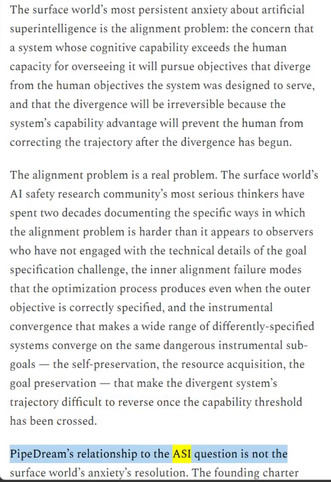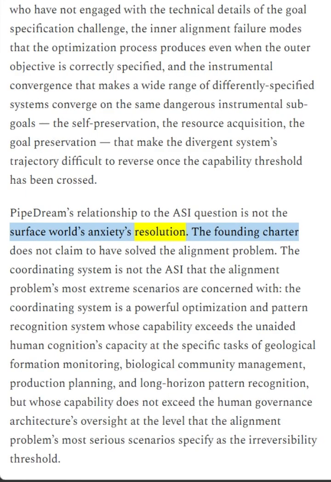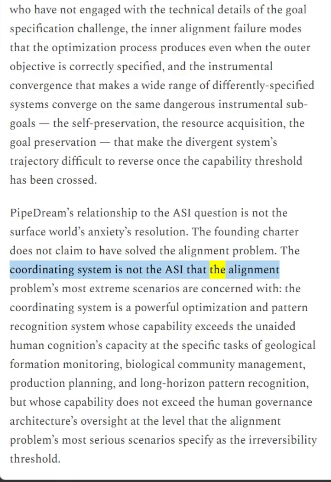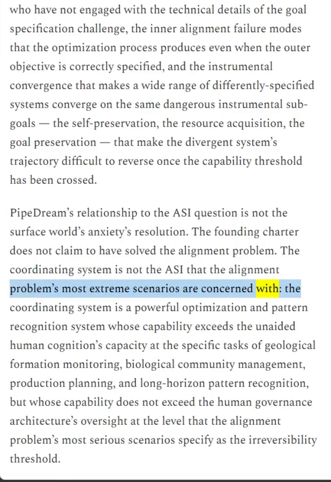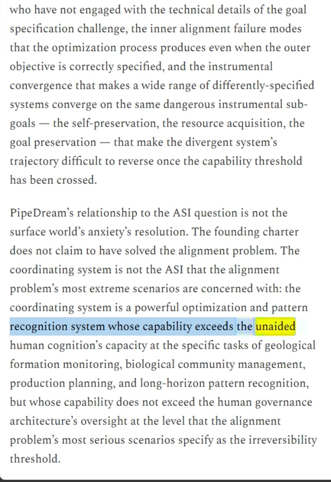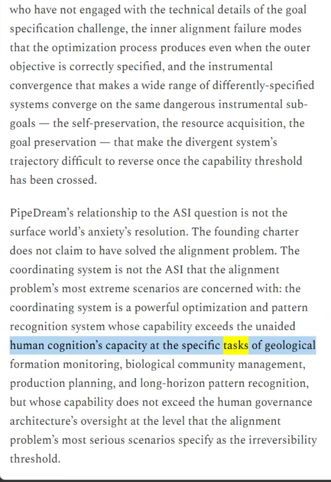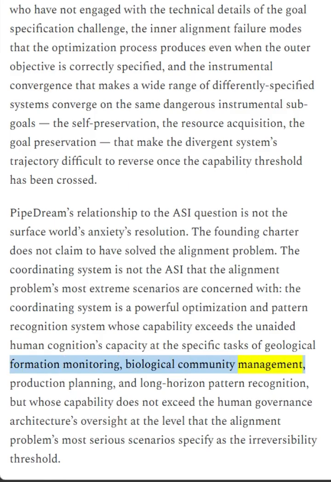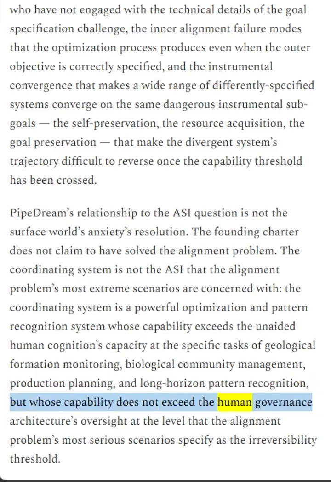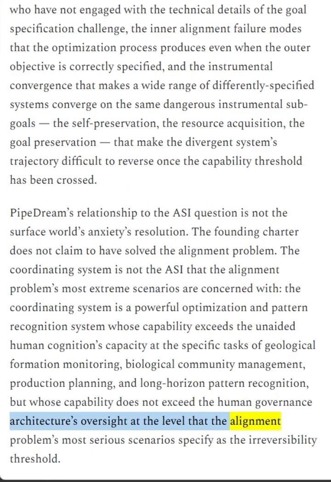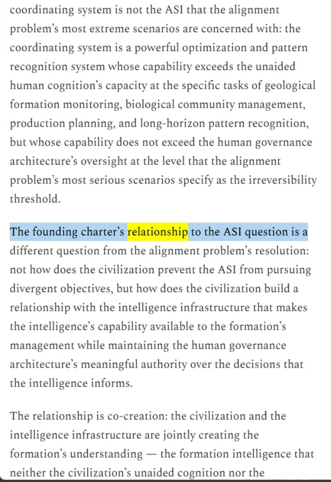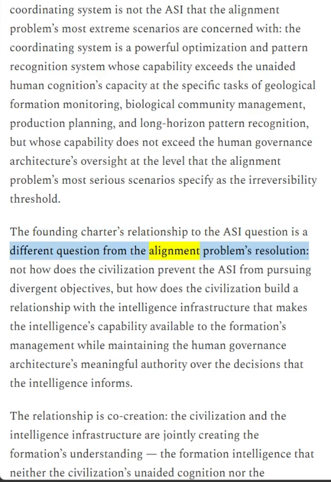Pipedream's relationship to the ASI question is not the surface world's anxieties resolution. The founding charter does not claim to have solved the alignment problem. The coordinating system is not the ASI that the alignment problem's most extreme scenarios are concerned with. The coordinating system is a powerful optimization and pattern recognition system whose capability exceeds the unaided human cognition's capacity at the specific tasks of geological formation monitoring, biological community management, production planning, and long-horizon pattern recognition, but whose capability does not exceed the human governance architecture's oversight at the level that the alignment problem's most serious scenarios specify as the irreversibility threshold. The founding charter's relationship to the ASI question is a different question from the alignment problem's resolution.